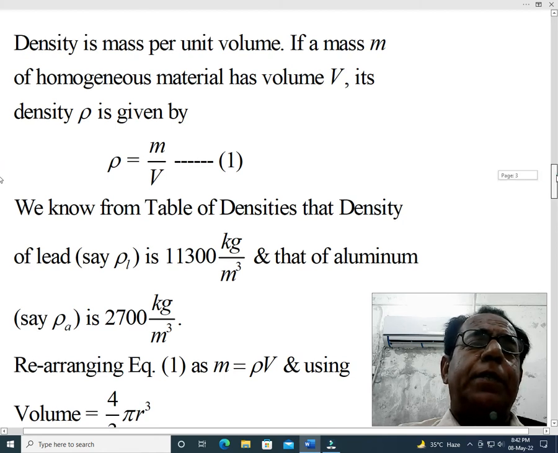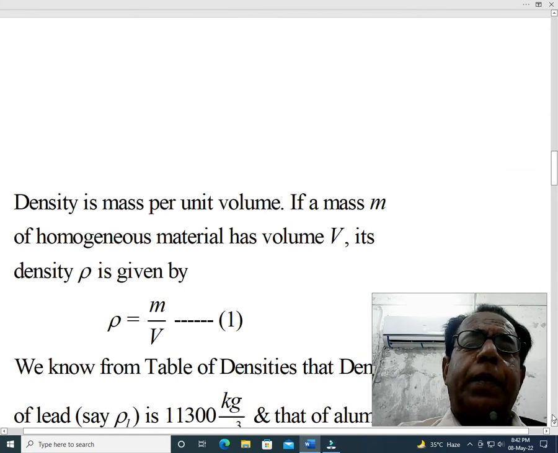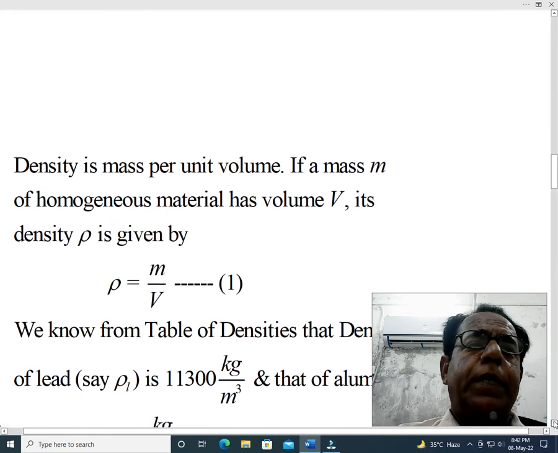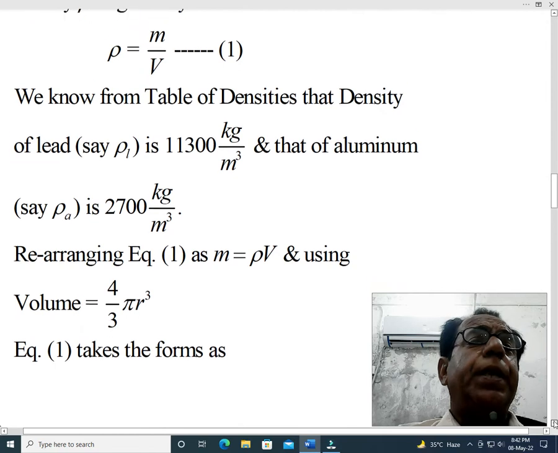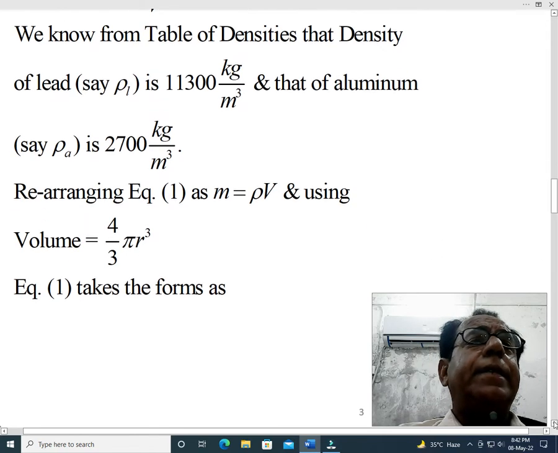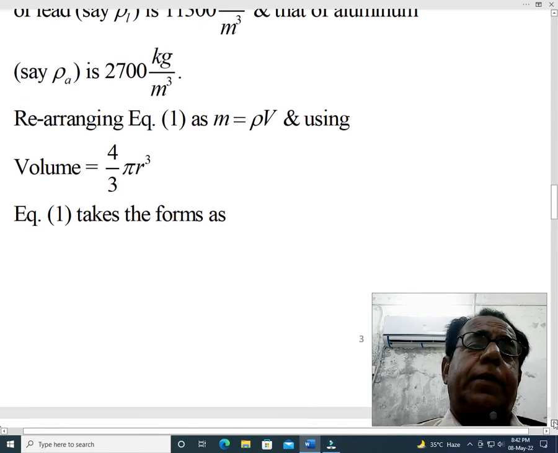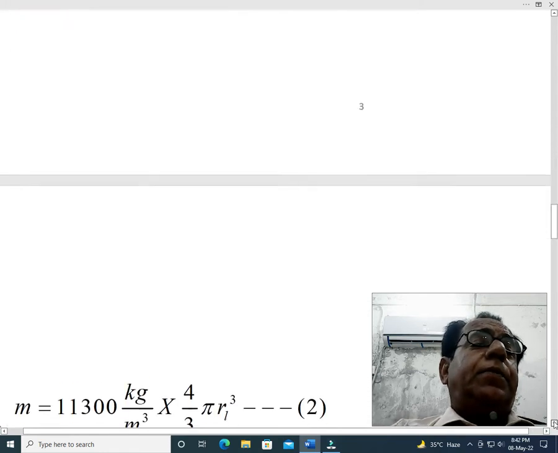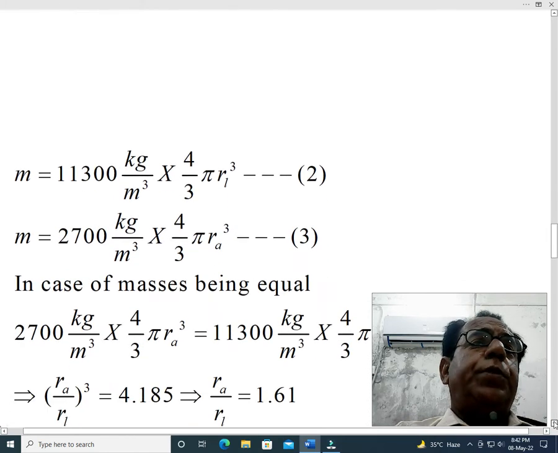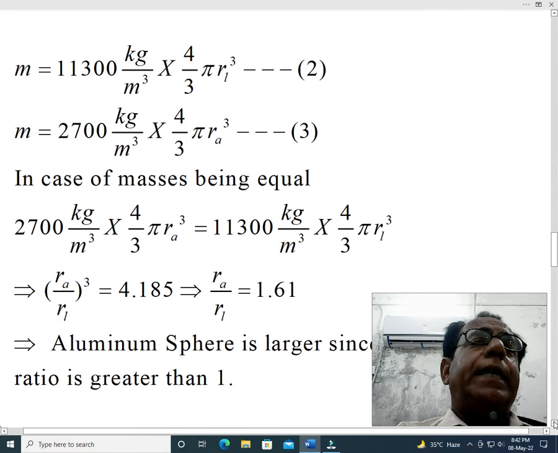We have taken these two values from the table of densities. Rearranging equation 1 as m equal to rho V and using volume equal to 4 by 3 pi r cube, equation number 1 takes the form as, what we will do, we will simply put the values and equation number 1 will take the form of equations number 2 and 3.